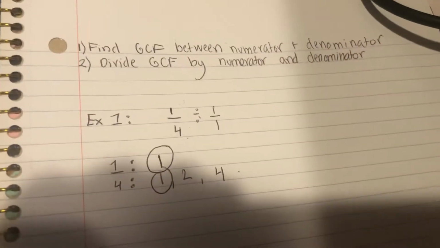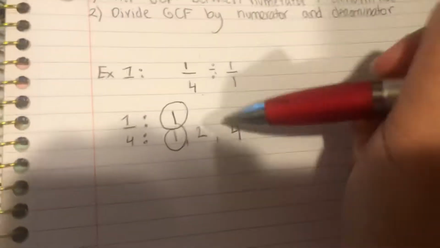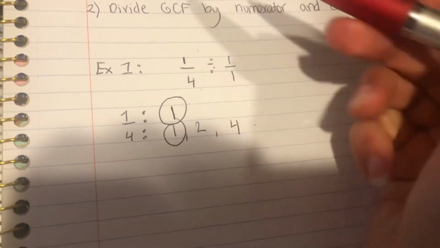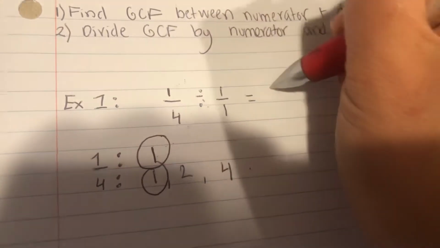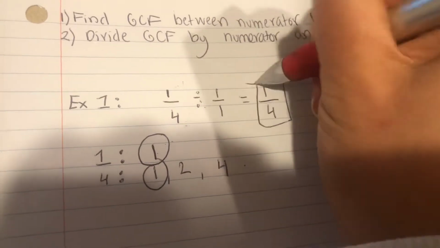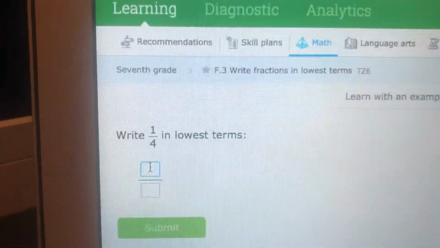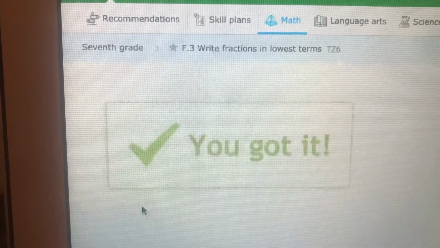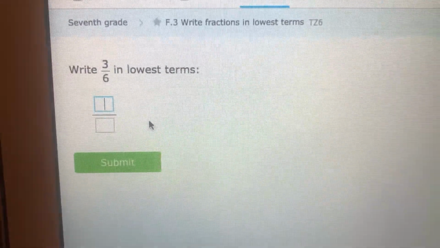So the second step says divide the numerator and the denominator by the greatest common factor. So once you find the greatest common factor, technically if you know that it's 1, you don't have to do this, but we divide 1 divided by 1, which is 1, 4 divided by 1, which is 4, and it just stays the same. So we would write 1/4. Yes, I got it. That's really all you have to do, guys.